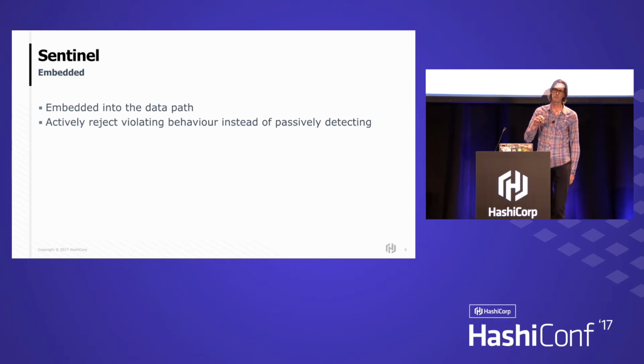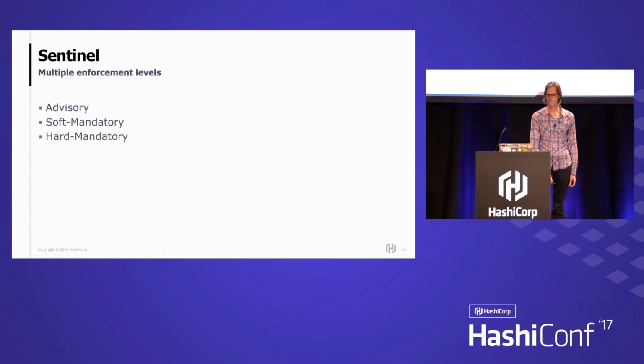And Sentinel is embedded. What that means is that we can enforce the policy in the data path. We're going to actively reject an action based on policy, not just passively detect it. And we've got multiple enforcement levels: advisory, soft mandatory, and hard mandatory. These are important because rarely is policy clear-cut. There's always an exception which we need to consider.